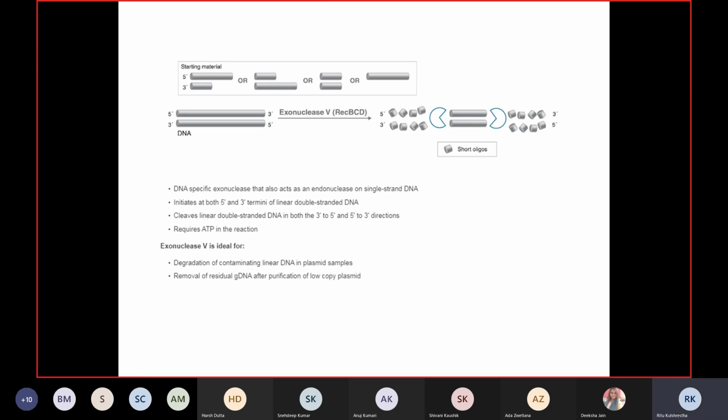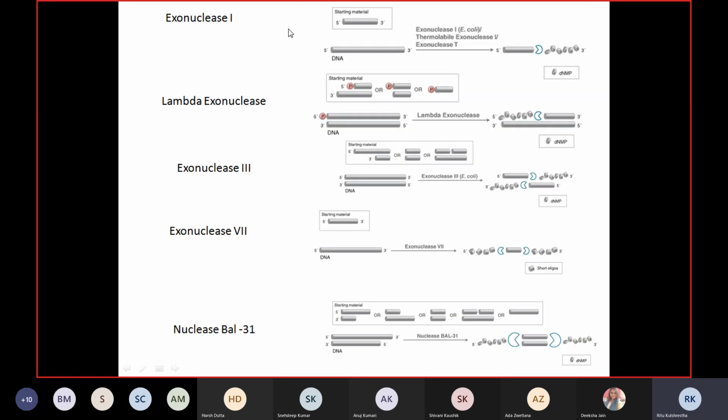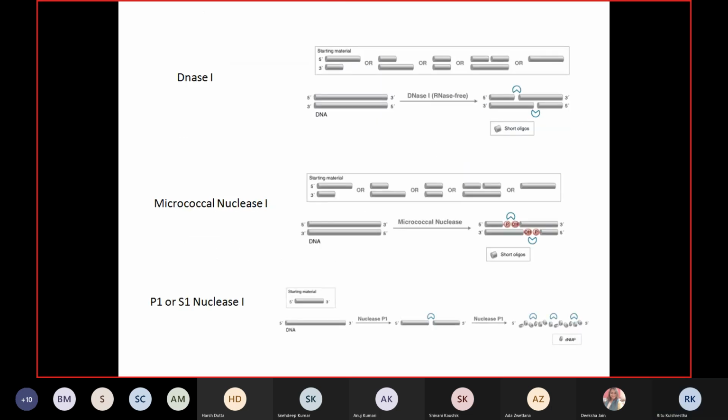Okay, so this is just to sensitize you that we keep saying exonucleases, but how much variety in exonucleases we have. If you become a molecular biologist, working in a molecular biology lab, then depending on your application, how do you decide which exonuclease to go for? Then these three are also nucleases, but they are endonucleases.